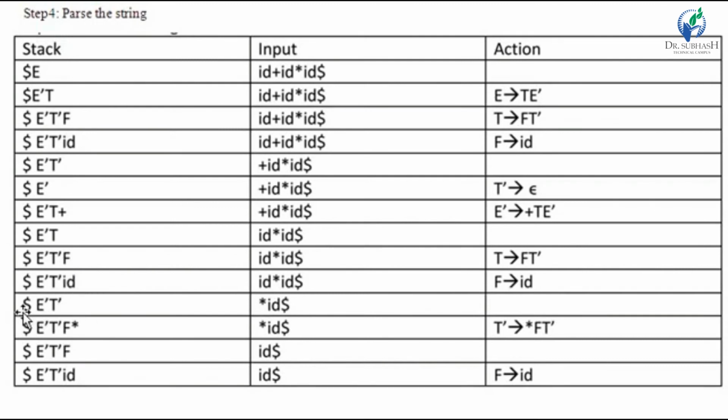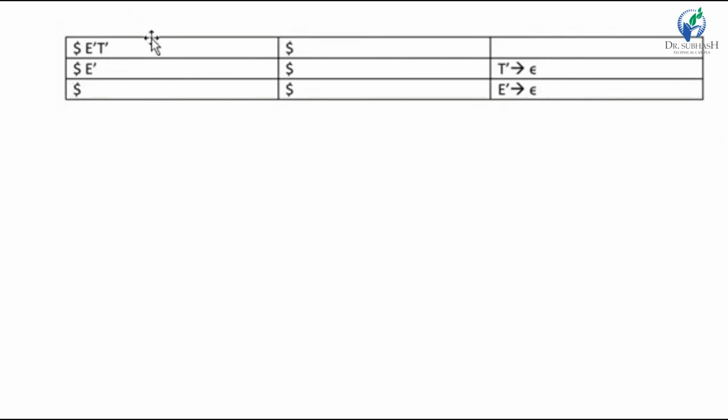So cancel it. Now E dash T dash, and input star ID dollar. According to T dash, is there any star production? Yes, there is one production: T dash gives star FT dash. So star F T dash. Here star and star match, so cancel it. Then after that, E dash T dash F, and input ID dollar. Now F gives ID, so ID is cancelled. So next is E dash T dash dollar.